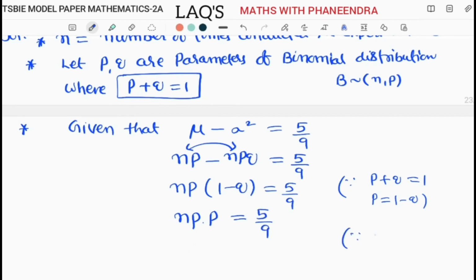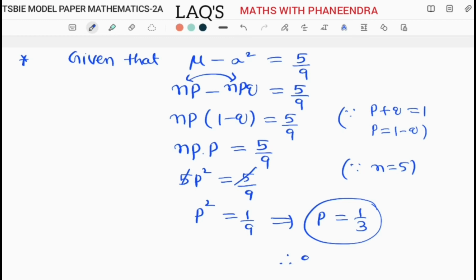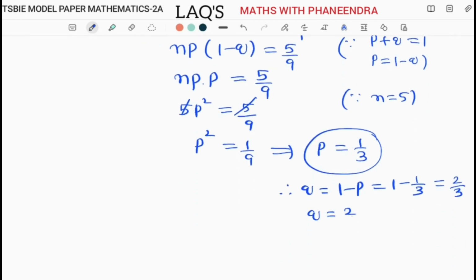Since the experiment was conducted 5 times, n is equal to 5. So 5p square is equal to 5 by 9. 5 gets cancelled. P square is equal to 1 by 9. That implies that p is equal to 1 by 3. So the p value we got, and n is equal to 5. So the q value also we can get. Therefore q is equal to 1 minus p, that is 1 minus 1 by 3, so 2 by 3. So q is equal to 2 by 3. P value we got, q value also we got.